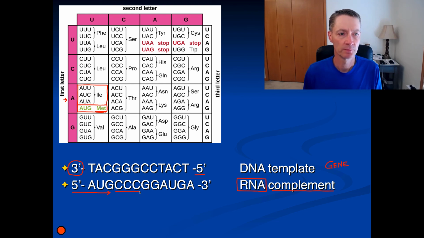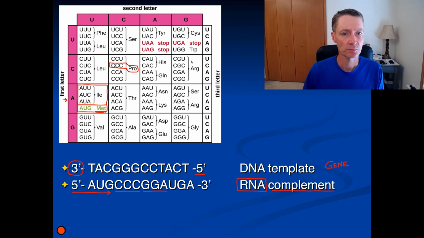CCC. Well, I have my first letter C. I've got my second letter C. I got my third letter C. We're talking this one right here. This has got to be proline. This is our second amino acid. So you get the idea. Let's do the next one.